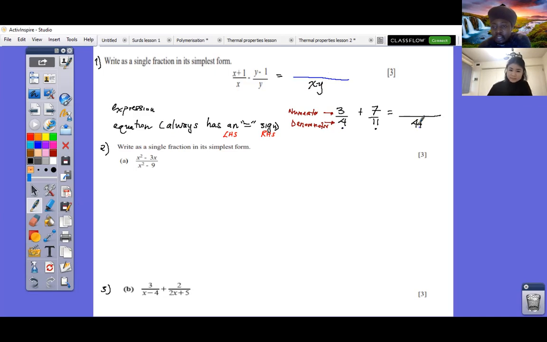Now let's look at the other step. We say, how many times does 4 go into 44? Well, it's 11 times, and that 11 is this number here because we multiplied the two numbers together. So you take that and multiply 3 by 11. Well done.